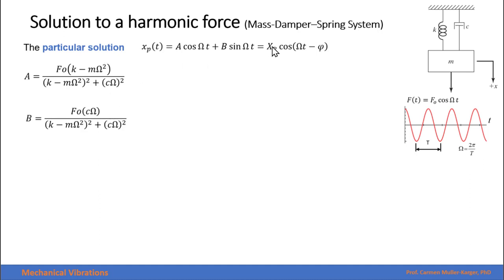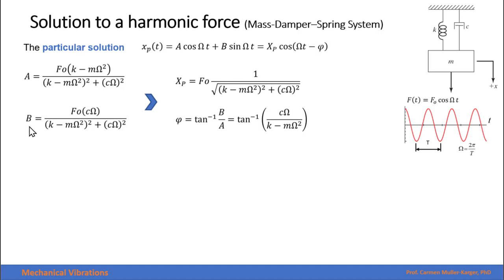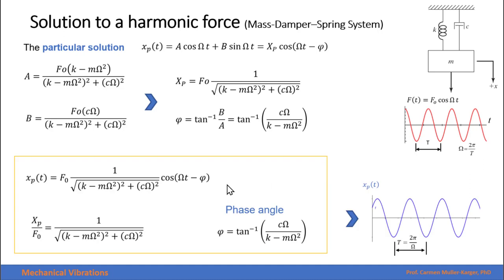So if we want to find the amplitude of the particular solution, it will be the square root of a squared plus b squared. And that gives me this value over here. And the inverse tangent of b over a, the denominator cancels out, and I get this expression right here. Therefore, we were able to find the response of my system in terms of the characteristics of the system, which are the constant of the spring, the mass, and the damper constant.